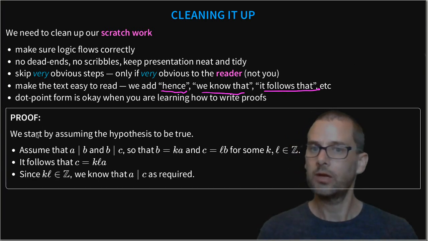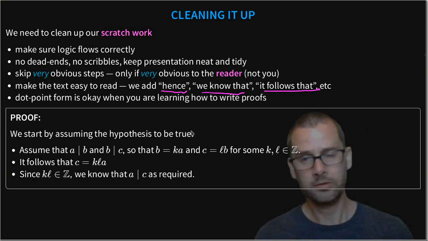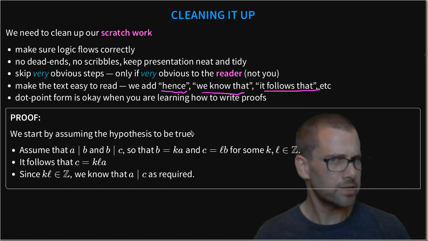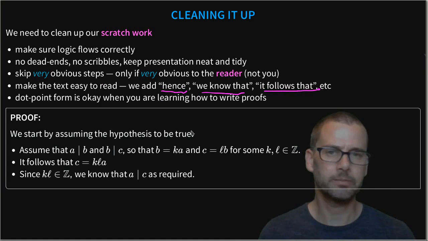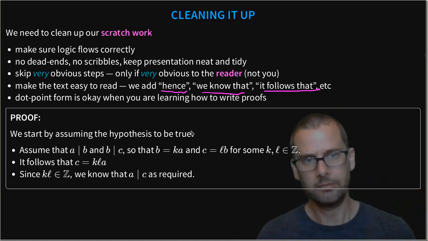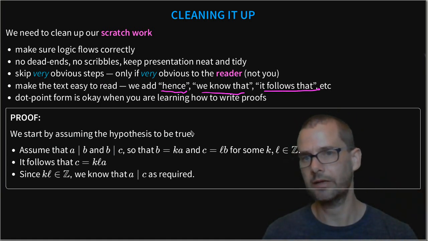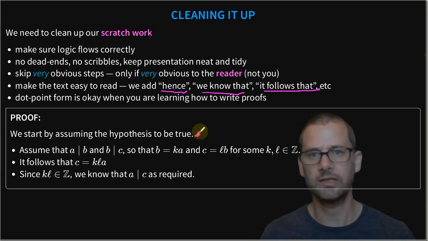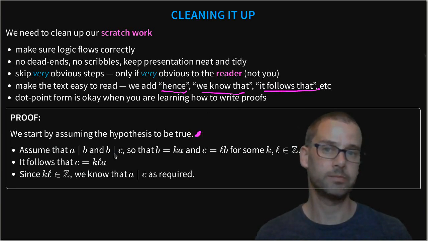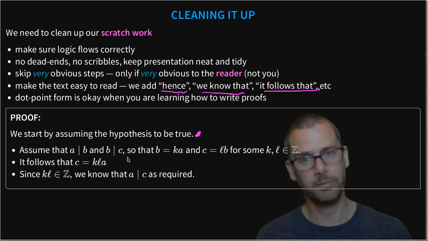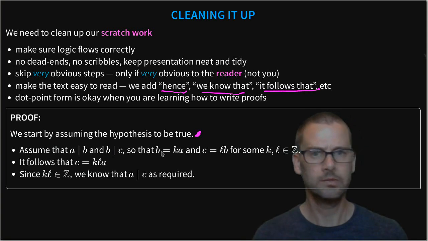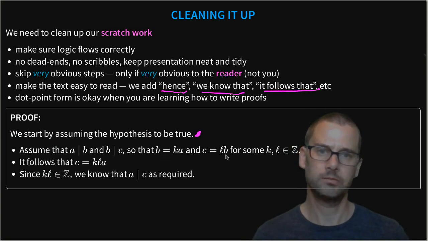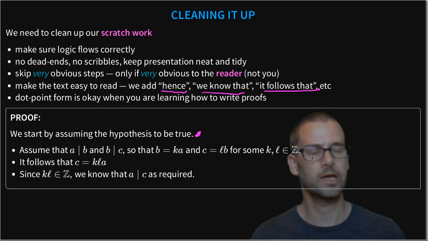So our proof, we're going to start by assuming the hypothesis is true. We're just telling the reader that. Later on, we might start to skip that step, but we'll probably always put in something like "assume blah," so we'll tell the reader where we're starting from. So now we assume that A divides B and B divides C. That was our hypothesis. And then we expand that out to say, by divisibility, B is K times A, C is L times B, for K and L in Z.